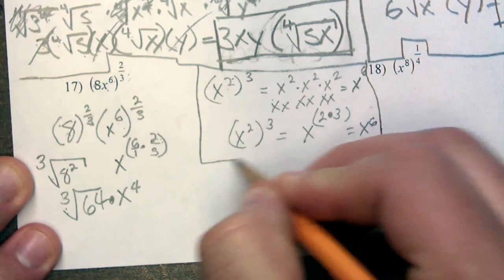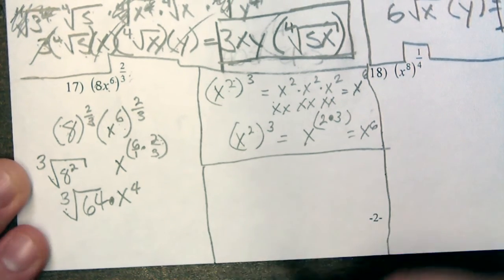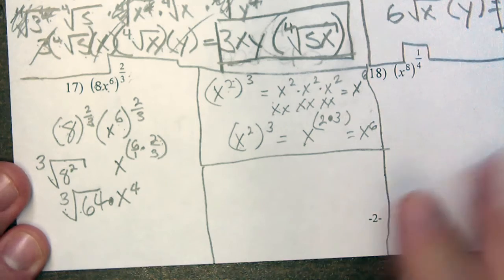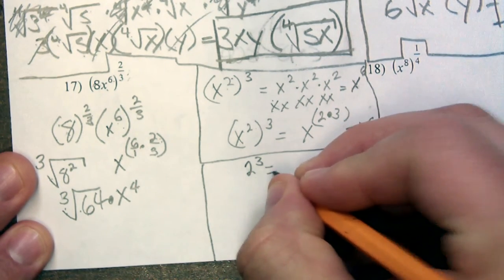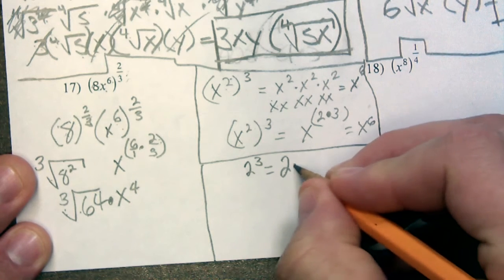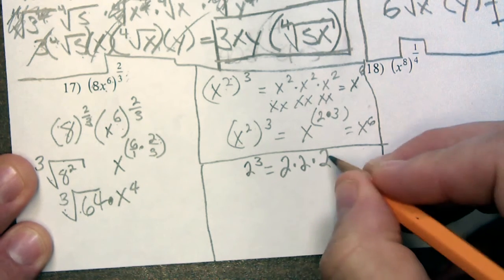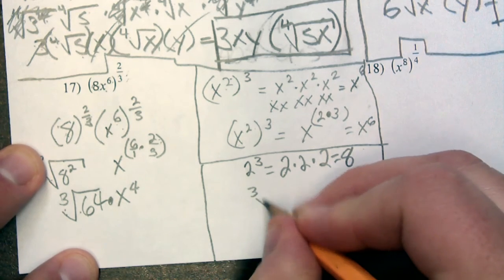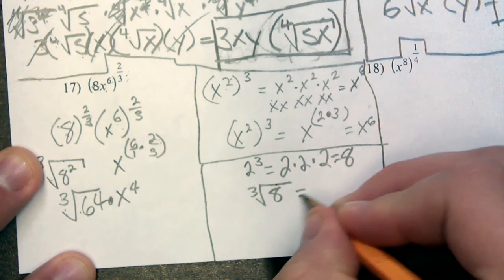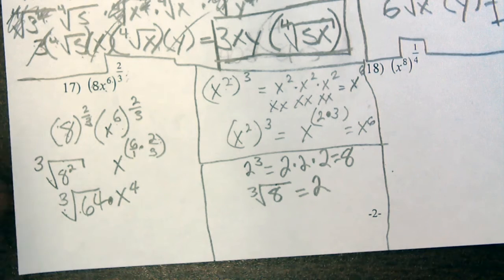So now here's what I want us to do. To take the cube root of something, I have to think in terms of cubes. In other words, 2 to the 3rd power is 2 times 2 times 2, which is 8. So then the cube root of 8 is the base, which is 2.